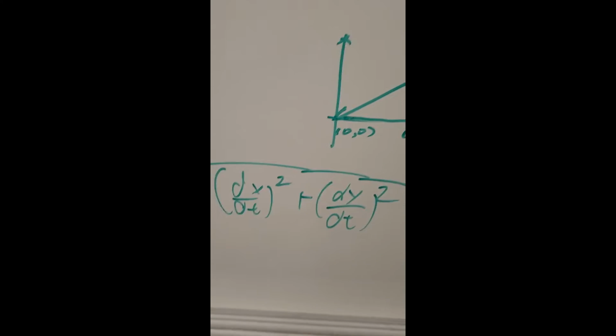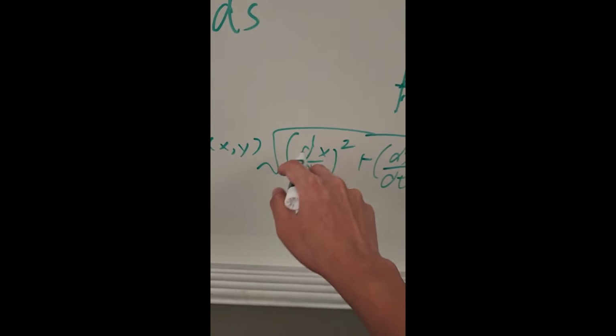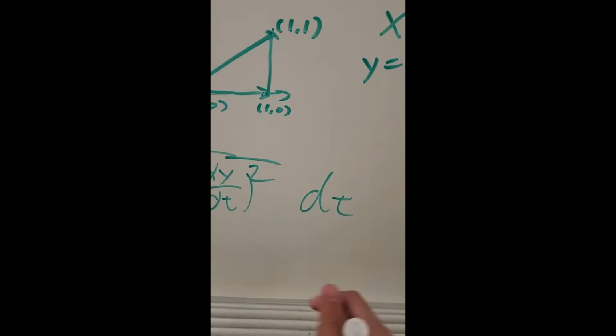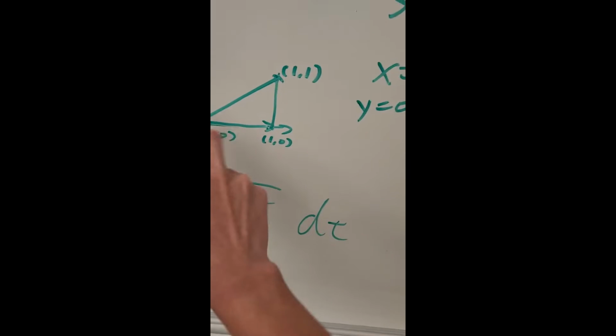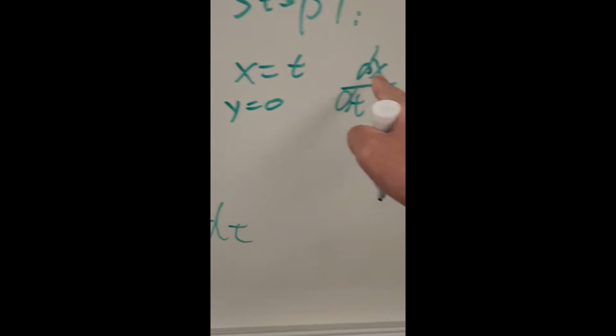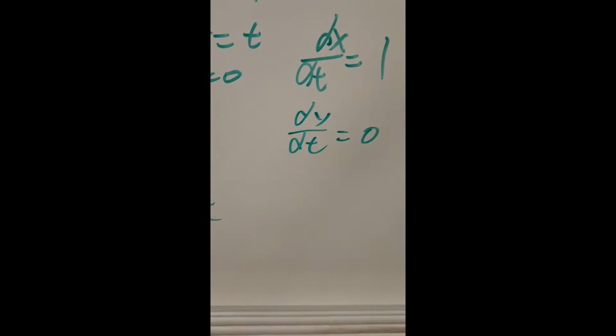Basically the line integral is just integration of f of x times the arc length element, and then dt. So now we are doing three separate parts. For the first part, x is equal to t, y is equal to 0, so dx over dt is 1, and dy over dt is just 0.